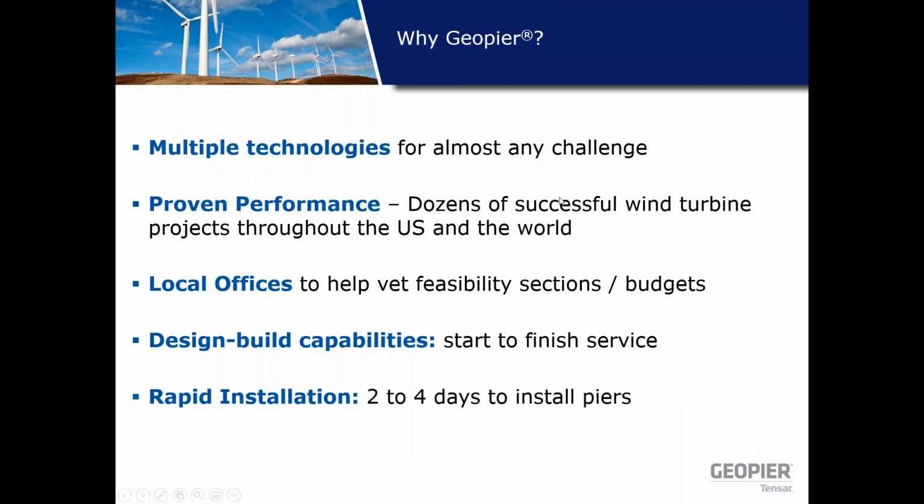All right, so you're all asking yourself, why Geopier? Well, I think I've gone through our systems pretty well to know that we have enough technologies for almost any challenge. We can handle sands below the water table, we can handle clay sites, we can handle organic sites. I didn't even touch rigid inclusions, but those have capabilities that go well beyond what I discussed even today. We have proven performance. We've worked on dozens of projects throughout the US and really across the world.